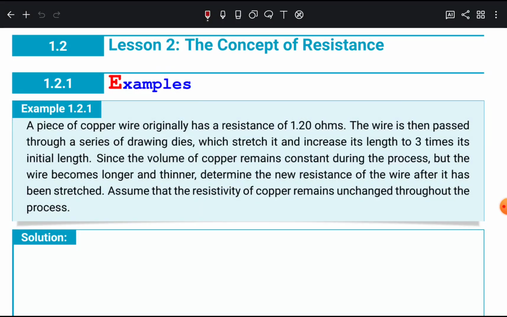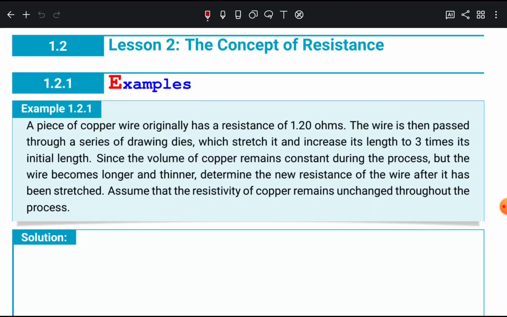Hello. So these are some examples, a continuation of examples under Lesson 2, the concept of resistance. We're still under learning outcome number 1. In these examples that we'll be discussing, this will be under the volume resistivity and insulation resistance of cable.